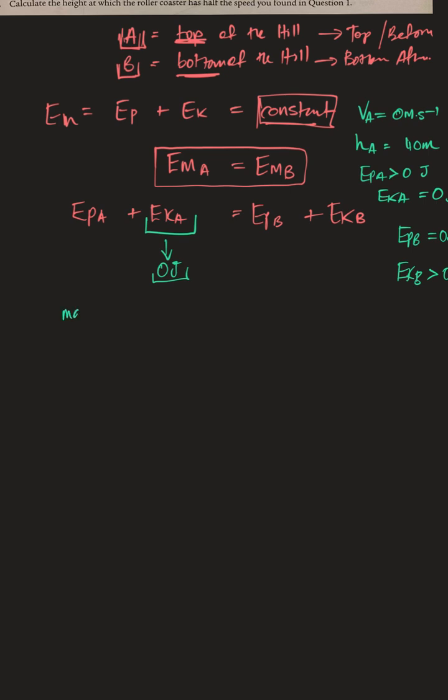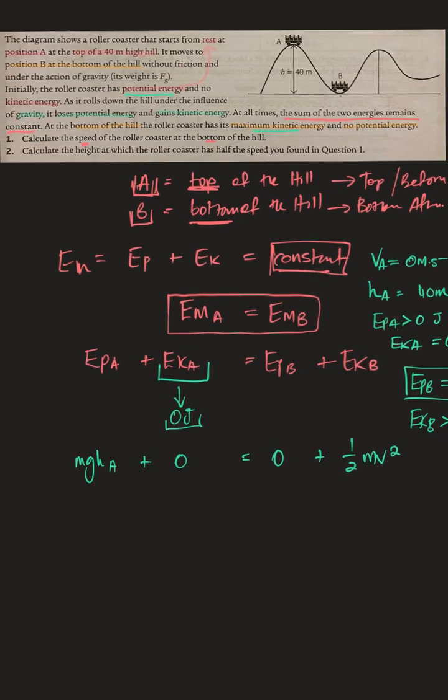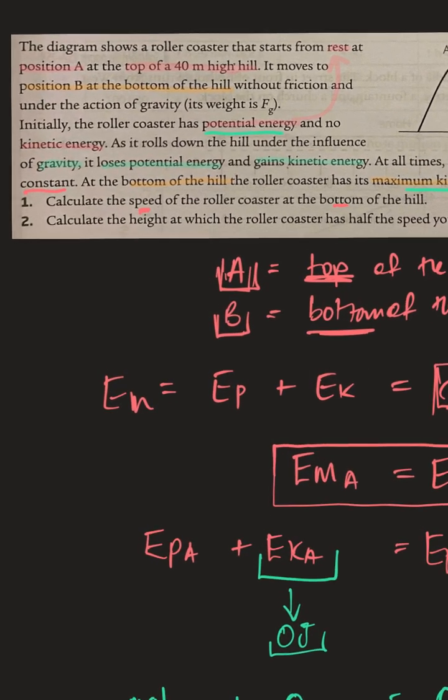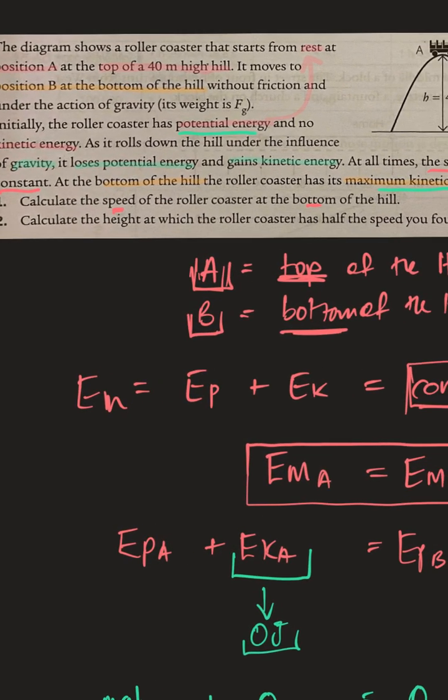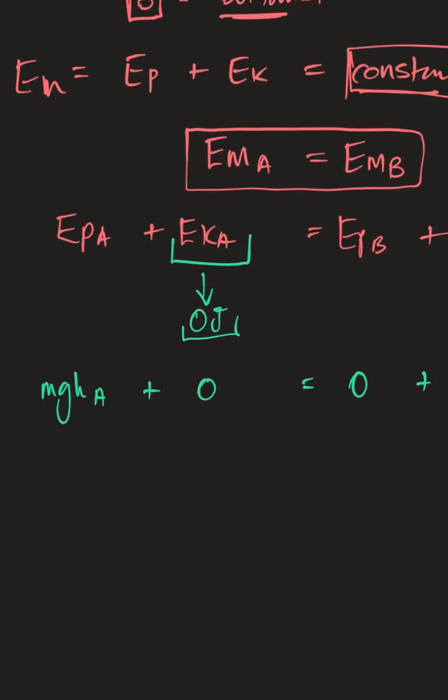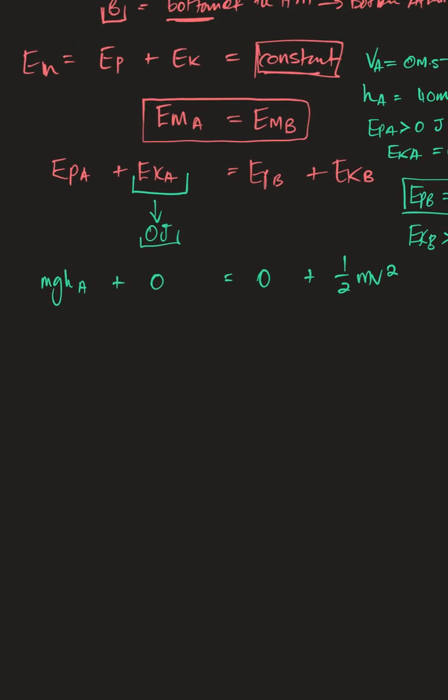So I've got EP of A, which is mgHA, plus 0, which I'm getting from here, is equal to, plus half mv squared. What they actually want from our question, if we go back and zoom in here, it says calculate the speed of the roller coaster at the bottom of the hill. So they want VB. We're going to solve for VB.